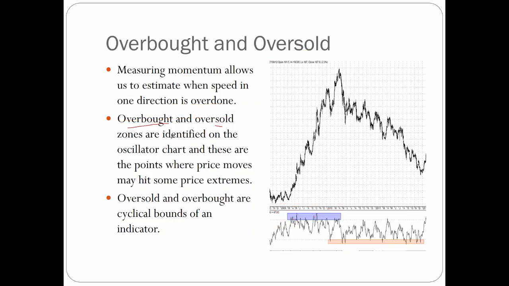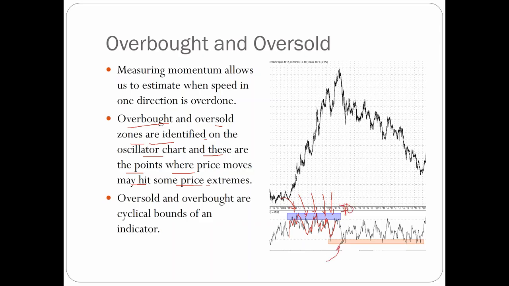Similarly, overbought and oversold signals are identified on the oscillator charts, and these are the points where price may hit some extreme. So if we see that the prices are moving up to 70 and coming down, again moving up to 70 and coming down, again moving to 70 and coming down, then at the point 70 we make an observation that every time the price is hitting near 70, the price is repelling down, and also the indicators are repelling down. So we make 70 an overbought zone.